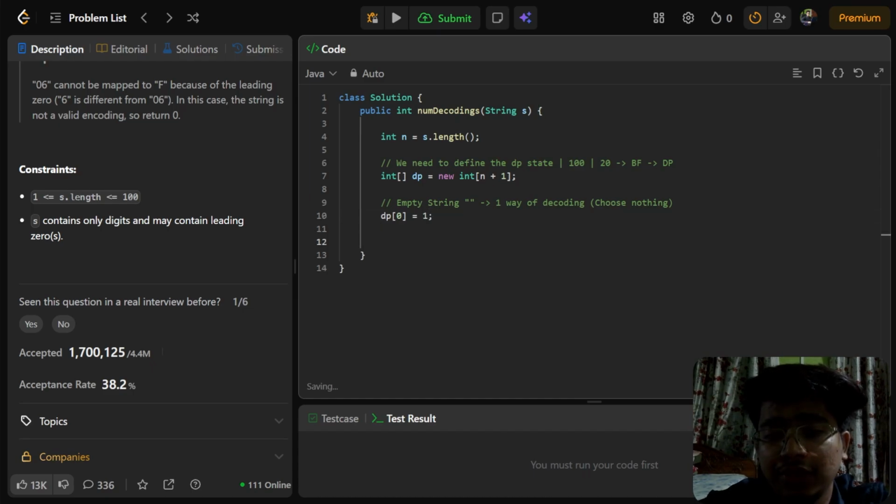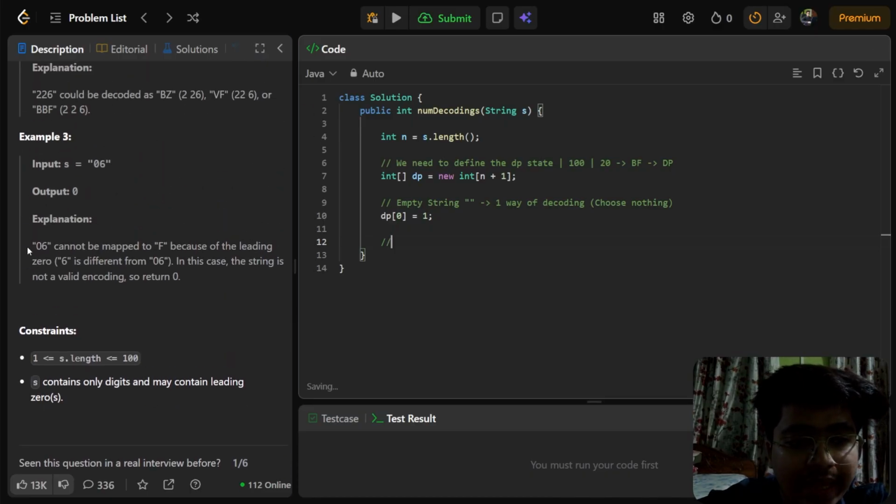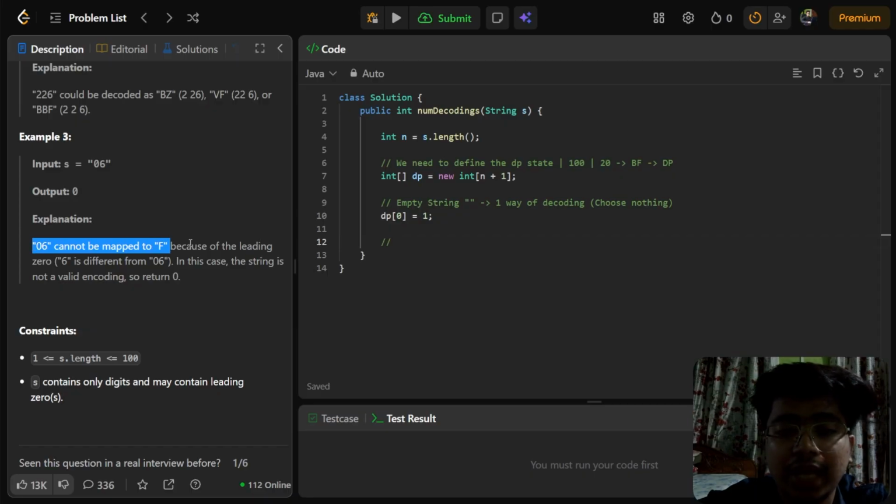Now if the string begins with 0, notice 06 cannot be mapped to F. So if our character is 0, we cannot include that character.